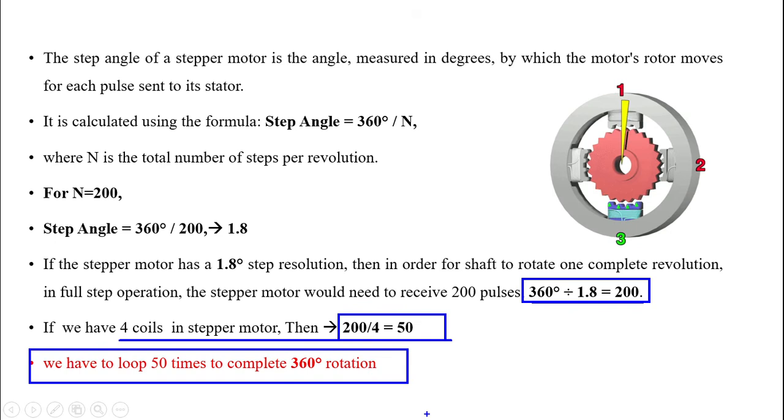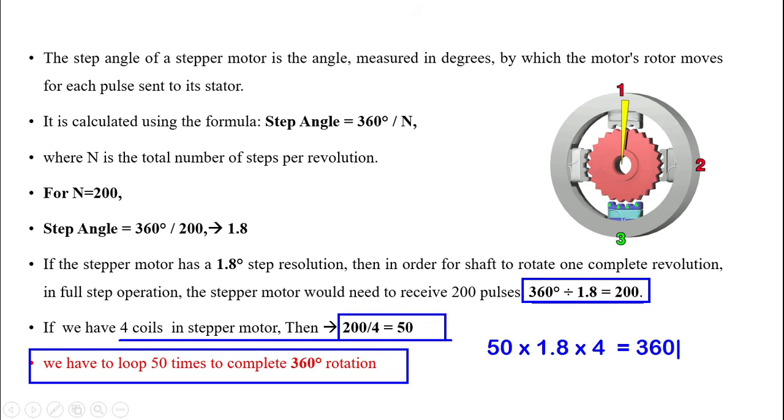So what is the meaning of this? I will write it and show you. 50 times looping into 1.8 degrees into 200. Sorry, into 4. So when you do this calculation, you will get 360 degrees. So do it like 50 into 4 is 200, into 1.8. You will get 360. So what is the meaning here?